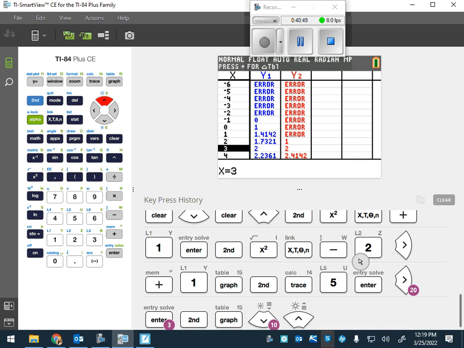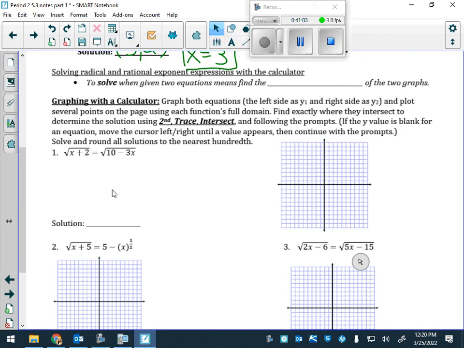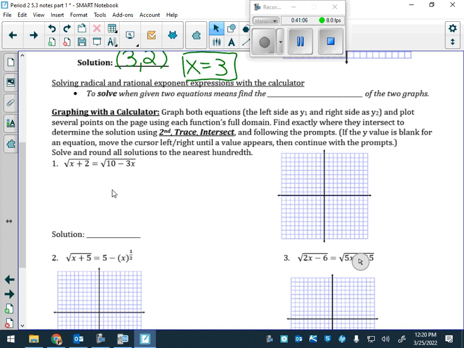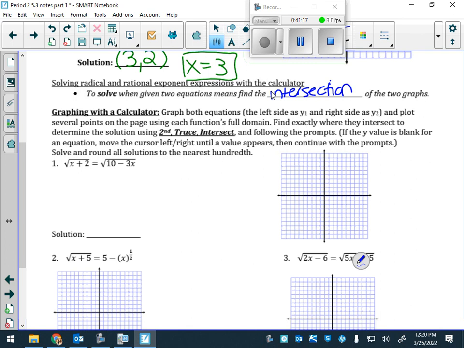I want you guys to try right now number 1. Okay, number 1 below. Try number 1 first. Getting familiar with your calculator. Just do it. Just plug it in.